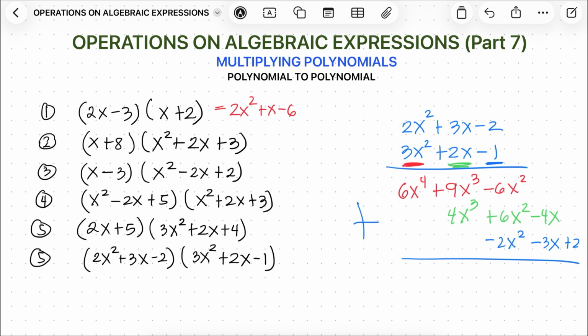So combine, that will be 6x raised to 4 plus 9x cubed plus 4x cubed, that's 13x cubed. And then we have negative 6x squared plus 6x squared, that's 0, minus 2x squared, so negative 2x squared. And then negative 4x plus negative 3x, that's negative 7x plus 2. All right, and that is how to multiply polynomial by polynomial.